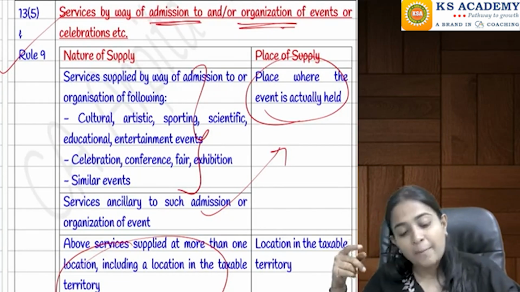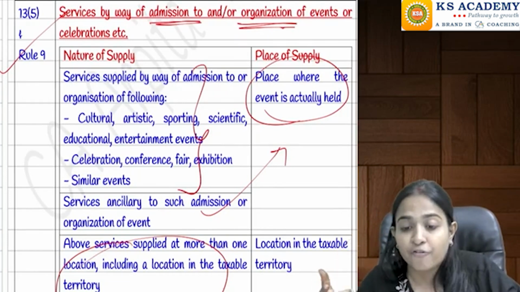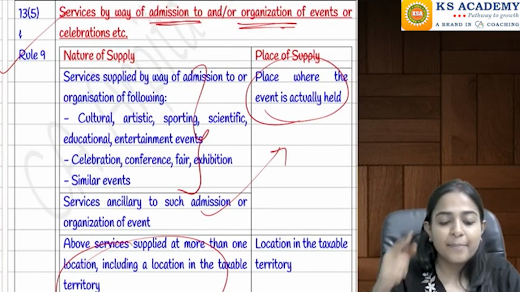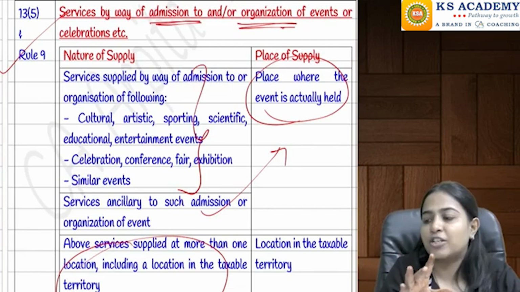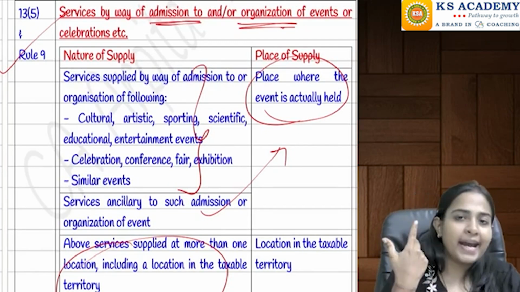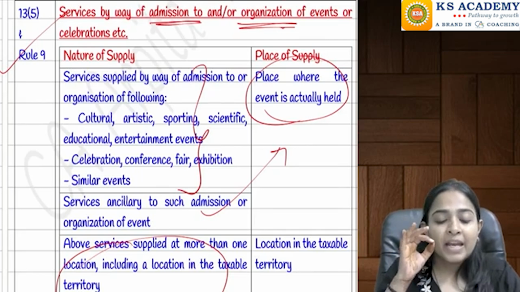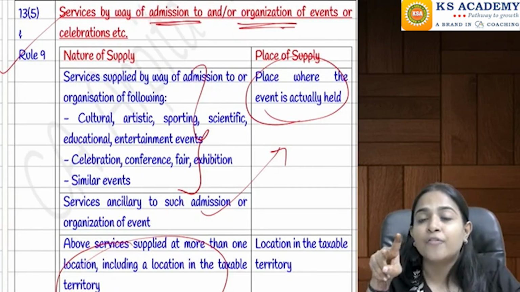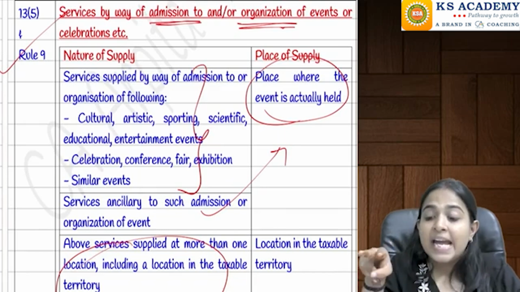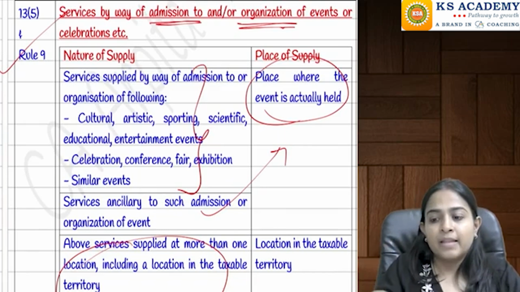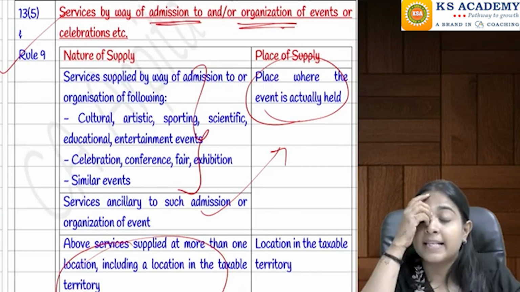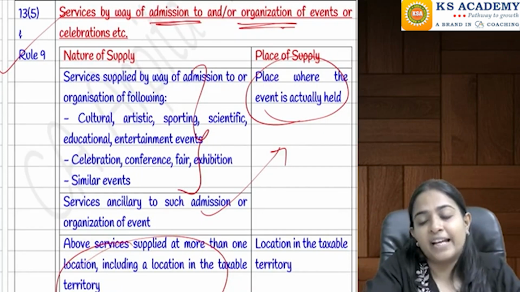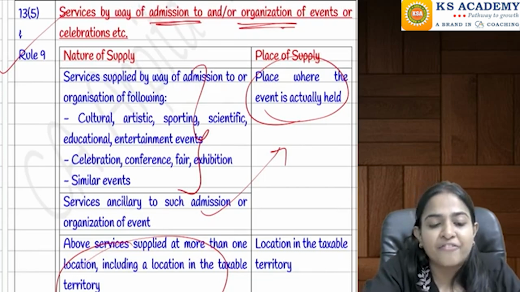Now here both are included. Admission to the event is also included and organization of event is also included. If any of the services given, the place of supply will be the place where the event is actually held. If the event is held in multiple places and one of the places is India, then the place of supply will be India. If in India also there are multiple places, then what will happen? Place of supply will be those respective states. Now if there are respective states coming, can I say we'll have to do the bifurcations now?